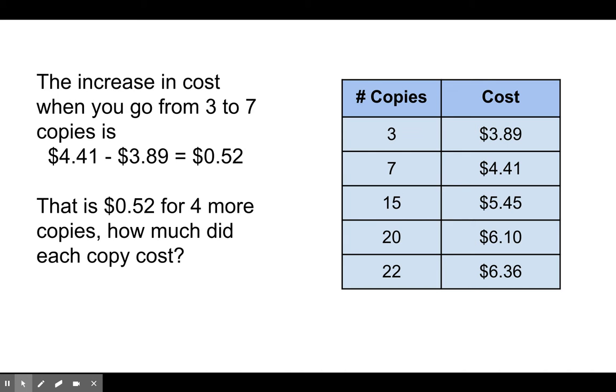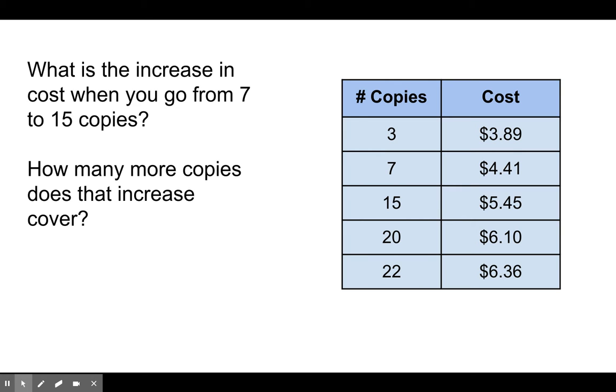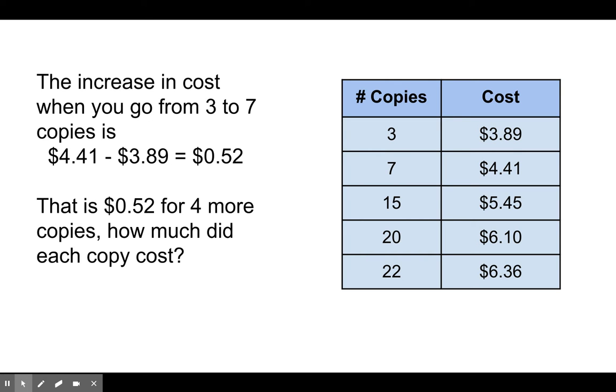And here I show how we do this. We're going to take the cost, which is 441 for 7, minus 389 for 3. I subtract them to get 52 cents. And since 7 copies is 4 more than 3, how much did it cost for each copy? If we take 52 cents divided by 4, we get 13 cents for each copy.